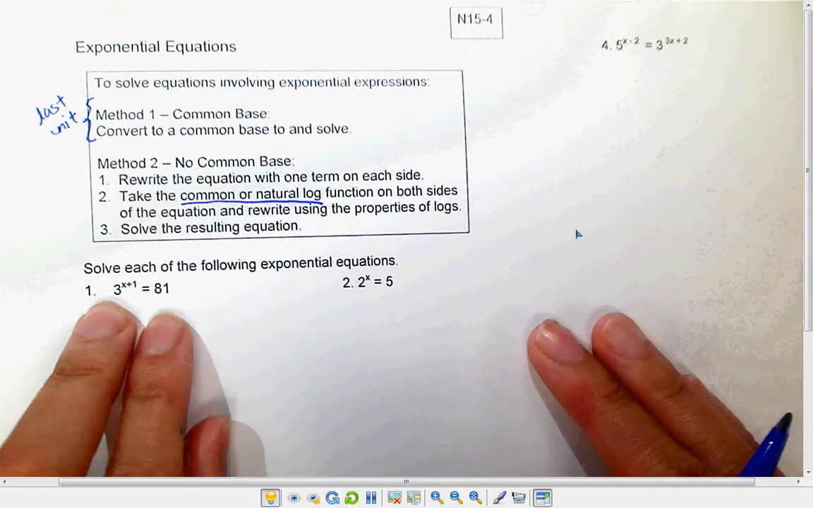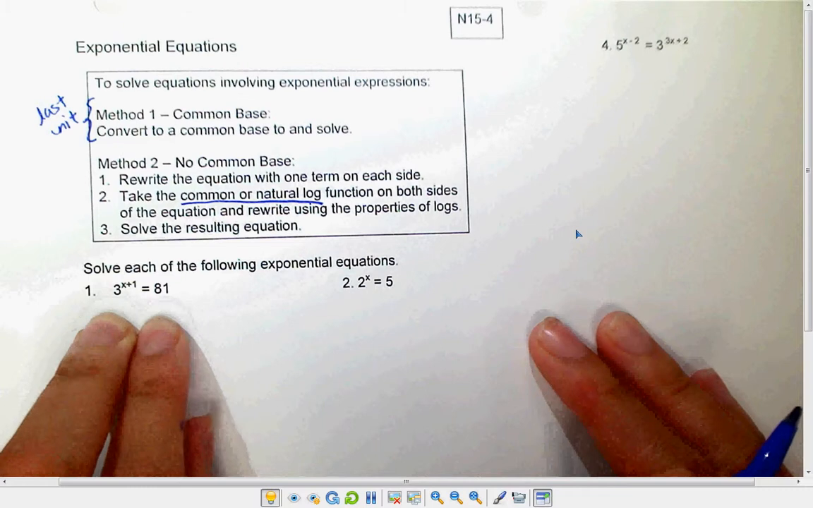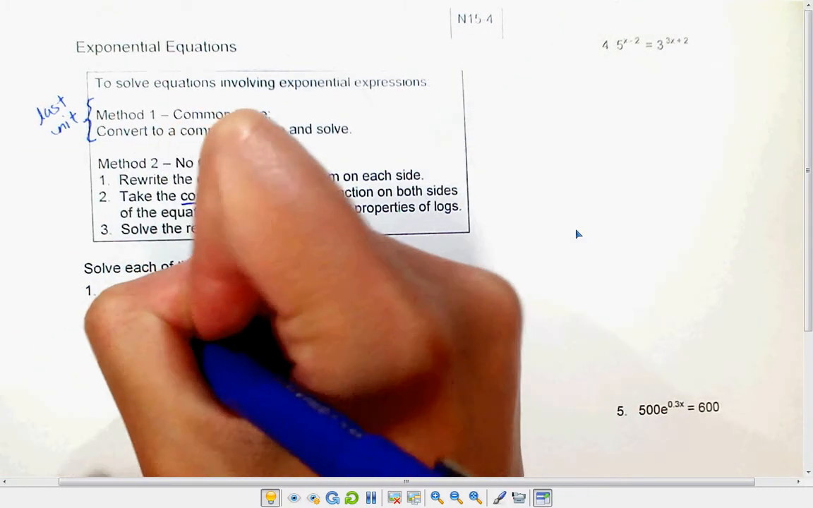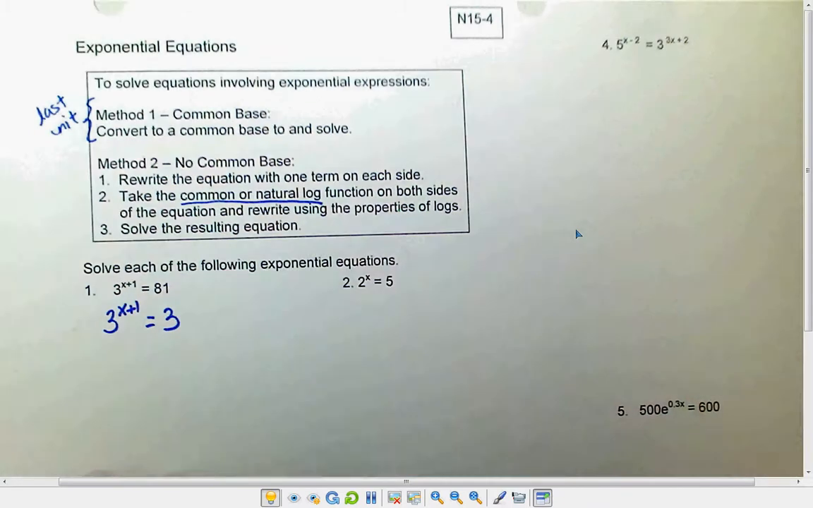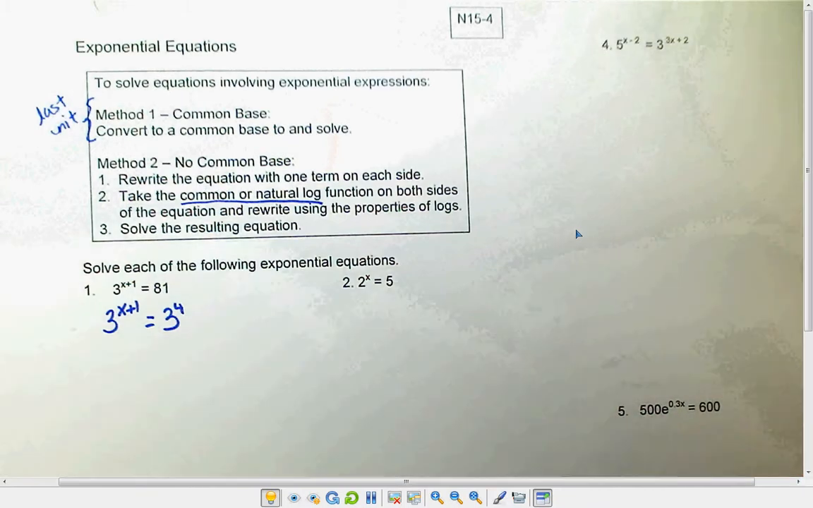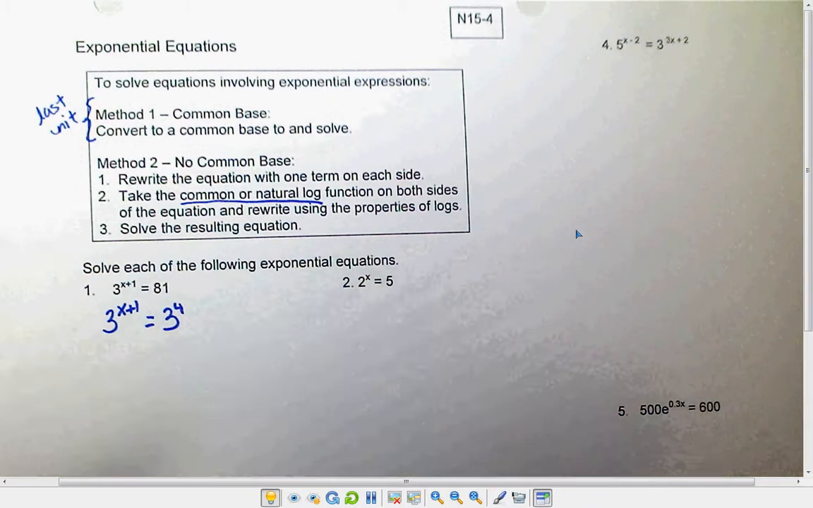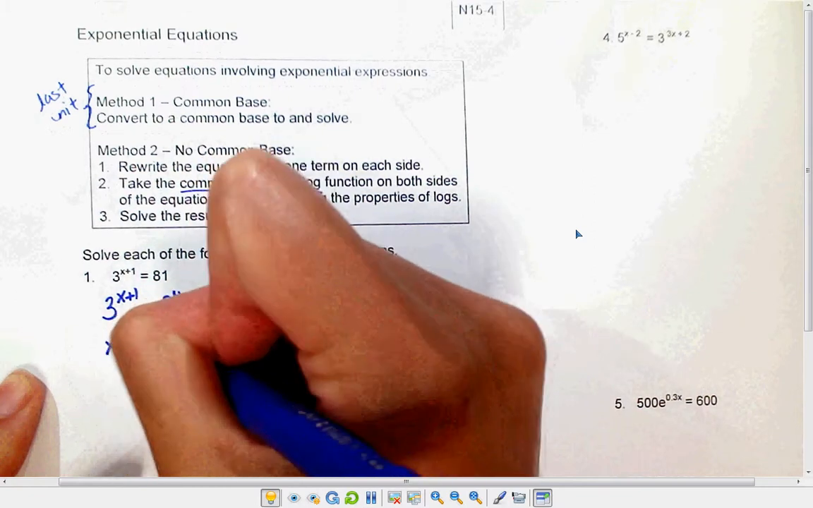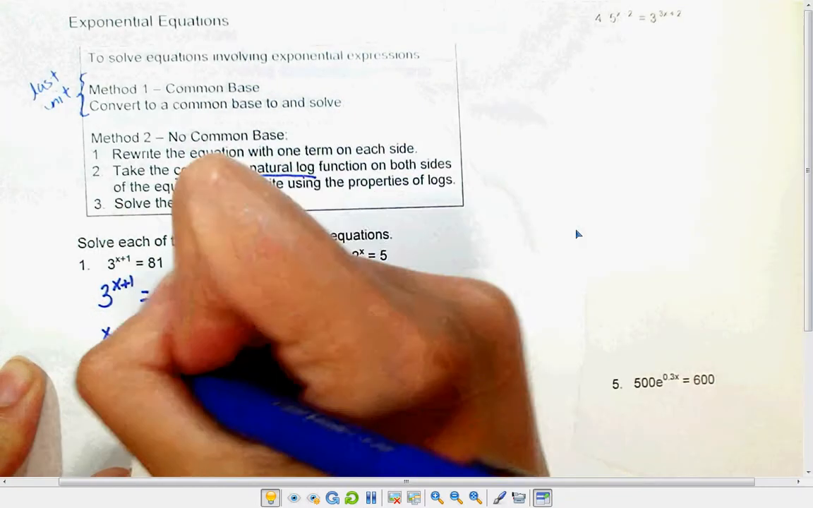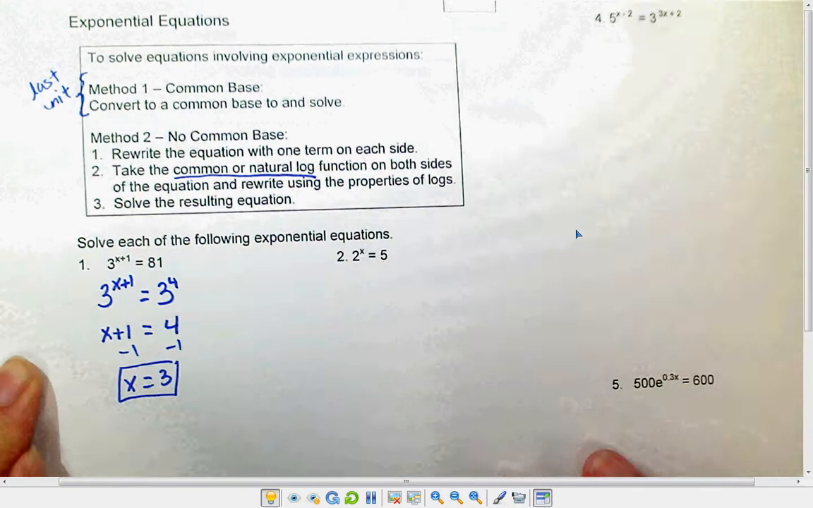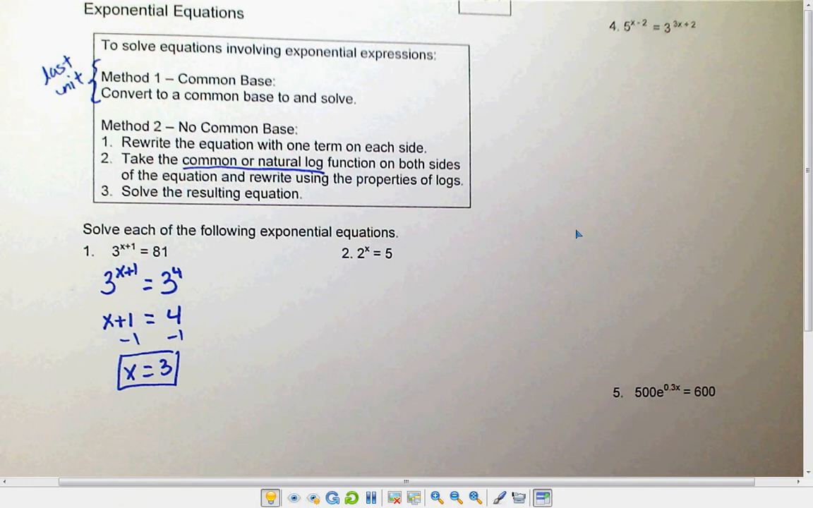So for number 1, we should first try to see if we can convert to a common base. So in this case we can. 3, and then 81 is 3 to the 4th. So once we change them both to the same base, now we can just bring down our exponents. So x plus 1 equals 4. Minus 1, we know that x is equal to 3, and we're good to go. So very simple when our bases can be converted to a common one.